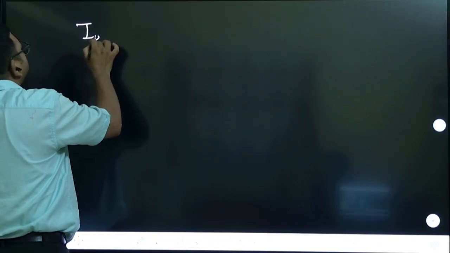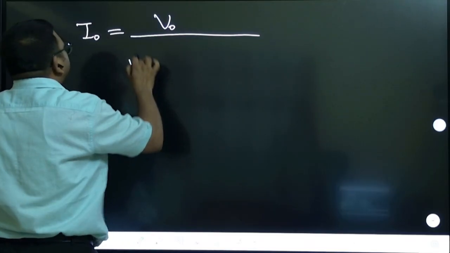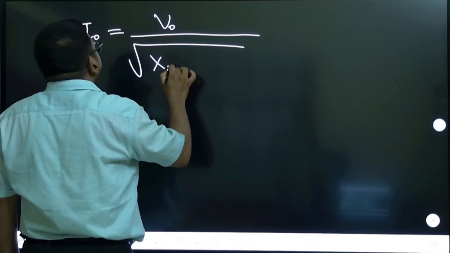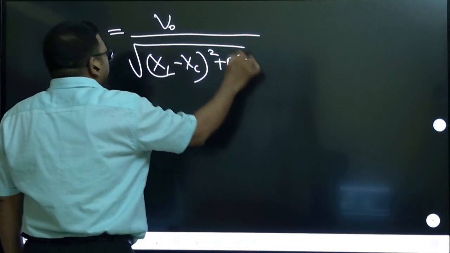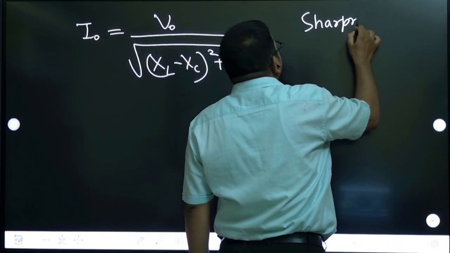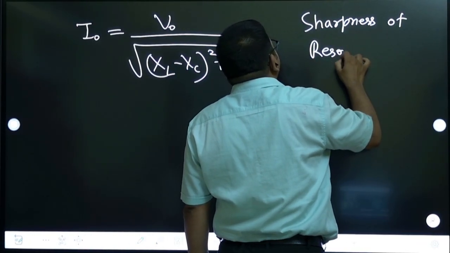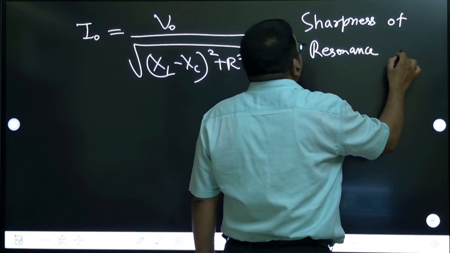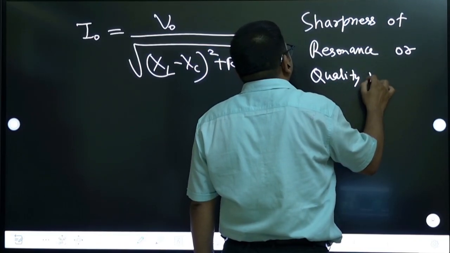We can clearly see that the peak current formula is V naught by root under (XL minus XC) whole square plus R square. The topic we are going to discuss is the sharpness of resonance, or quality factor.